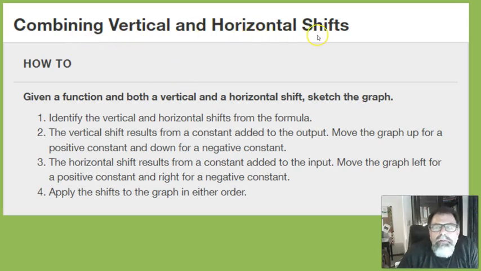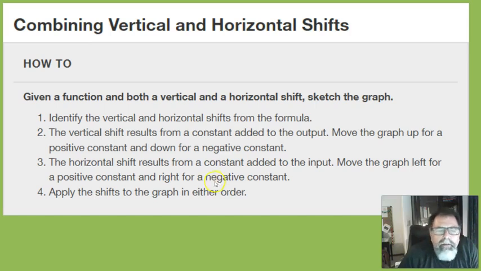Combining vertical and horizontal shifts. Given a function and both a vertical and horizontal shift, sketch the graph. So basically you're going to first identify the vertical and horizontal shifts from the formula. The vertical shift results from a constant added to the output. That's outside the function. Move the graph up for a positive constant, down for a negative constant. Then you're going to determine the horizontal shift results from a constant added to the input. Move the graph left for a positive constant and right for a negative constant.